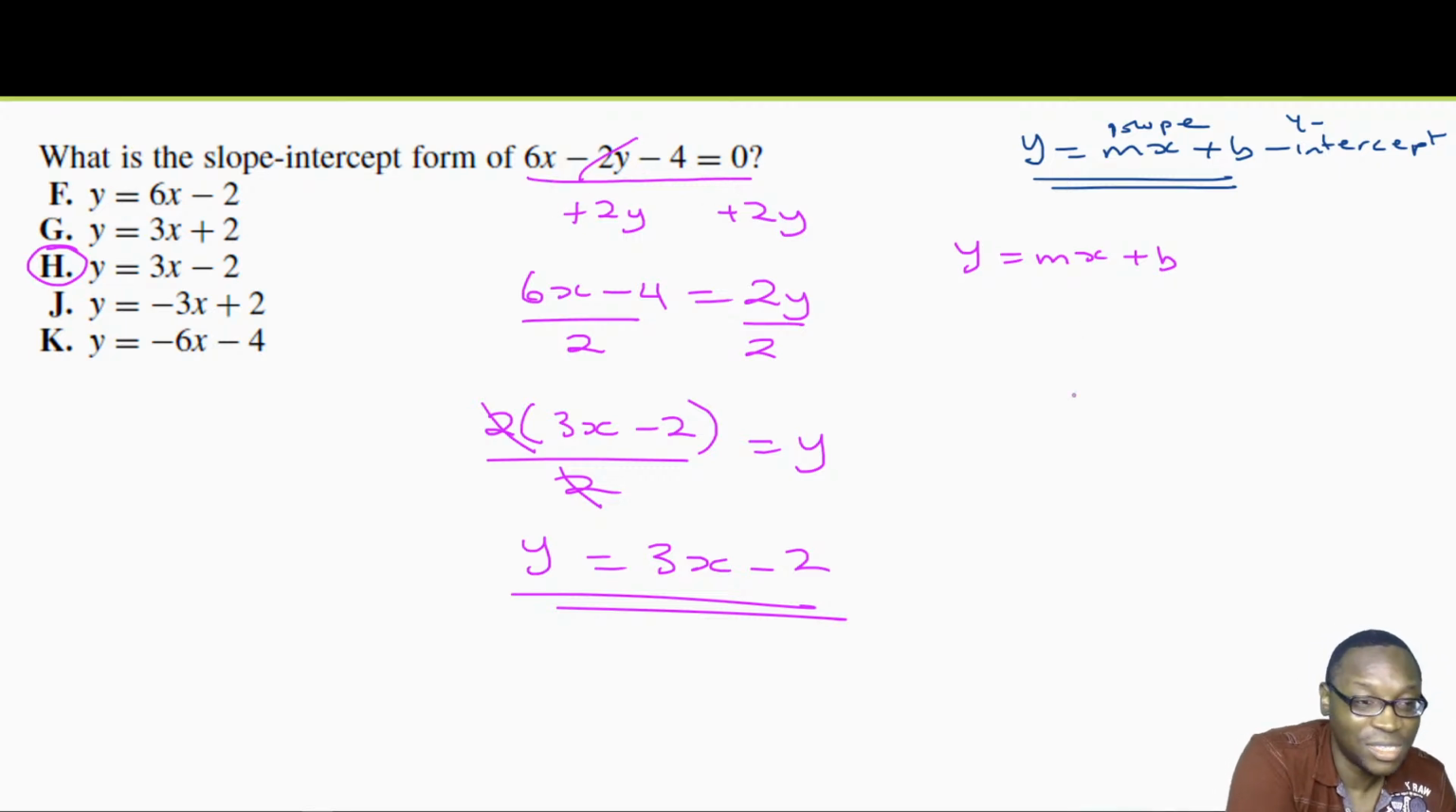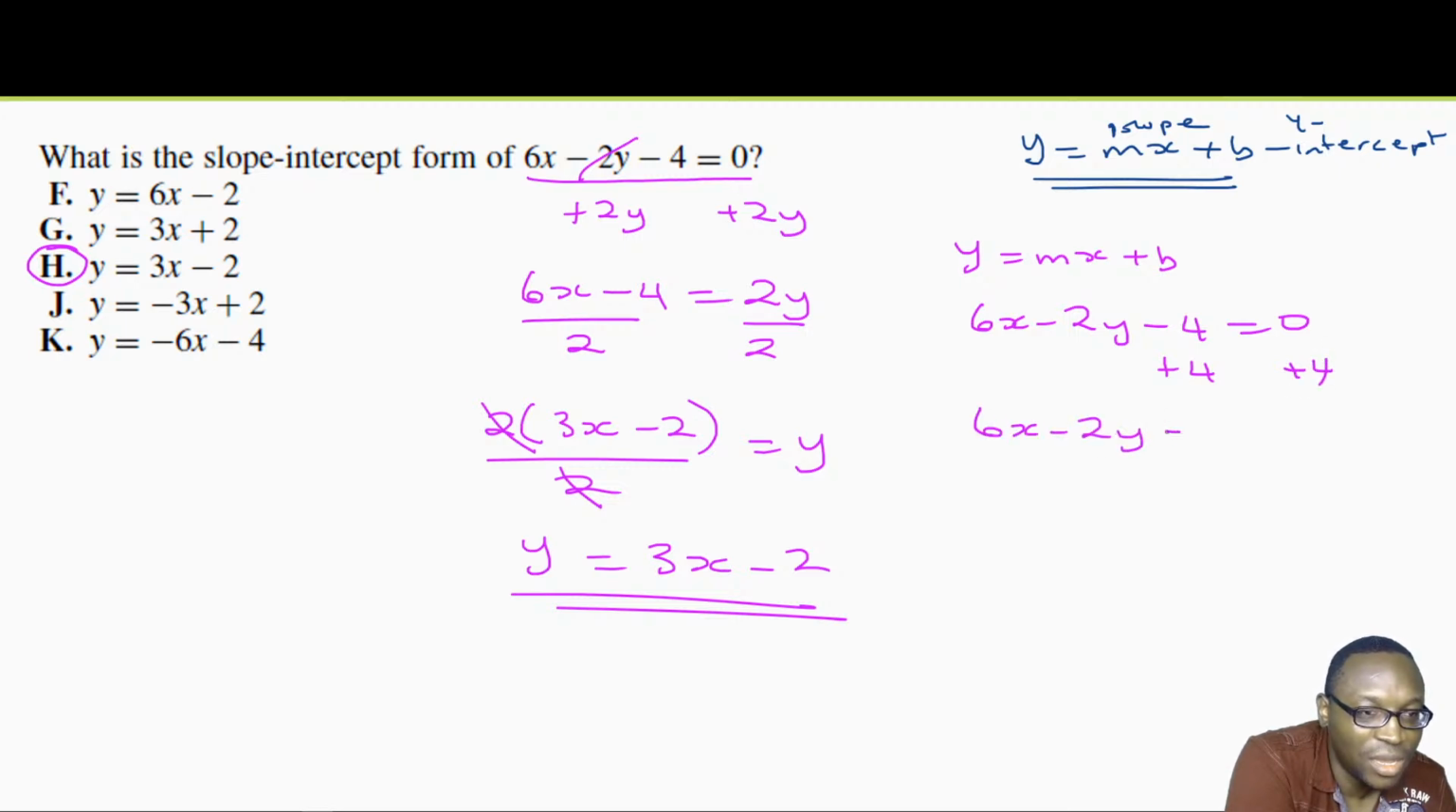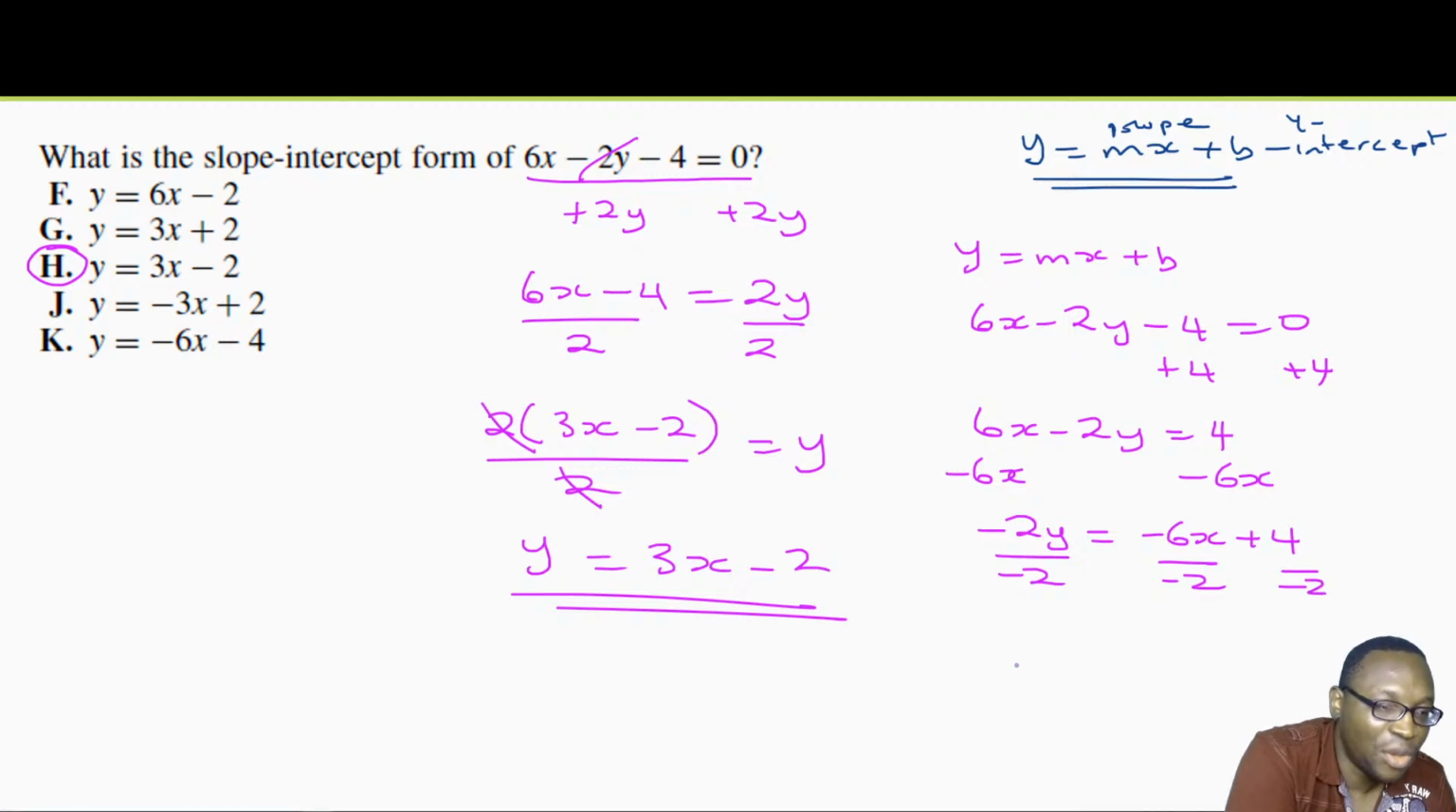The other way you could have done this, which will take longer, and that's why I didn't do it this way. But if I have 6x minus 2y minus 4 equal to 0, I could have added 4 to both sides first. So it's going to give me 6x minus 2y equal to 4. Then I subtract 6x from both sides. So I now have minus 2y is equal to negative 6x plus 4. And then I have to divide everything by negative 2. And then now we have y equal to 3x minus 2.